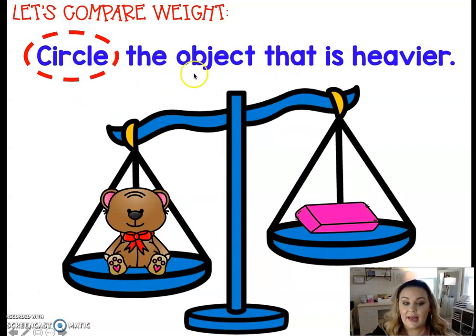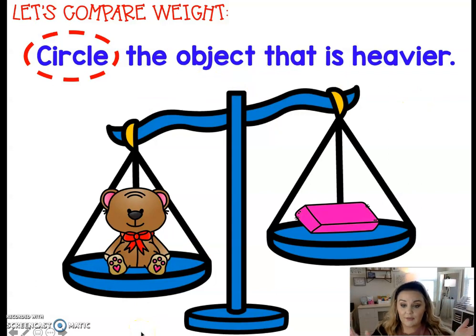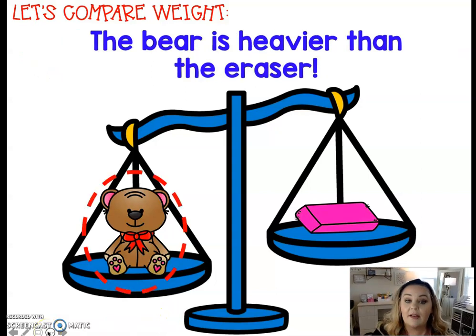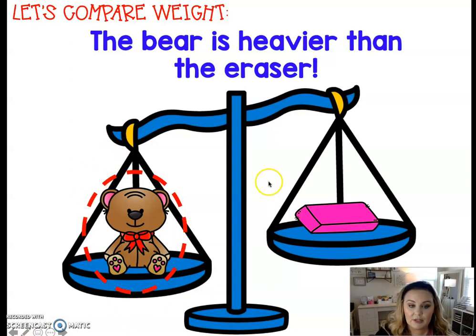Circle the object that is heavier. So which one of these is heavier, the teddy bear or the eraser? Which one is heavier? Very good. The bear is heavier than the eraser, so we put our circle around the bear.